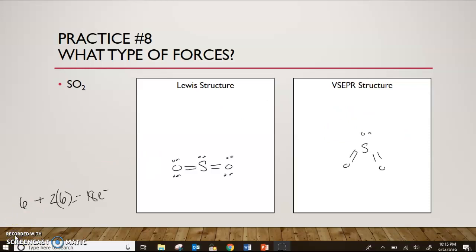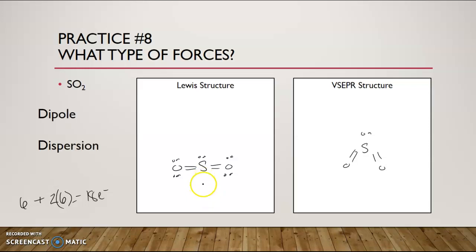Okay, here's an example of why it's super important that you draw your Lewis structure out first and your VSEPR structure. Notice here I have my Lewis structure, and then that leads me to my VSEPR structure here. I drew it a little hastily, but it does show me that this is a polar molecule. And because it's a polar molecule, it is going to experience those dipole interactions.